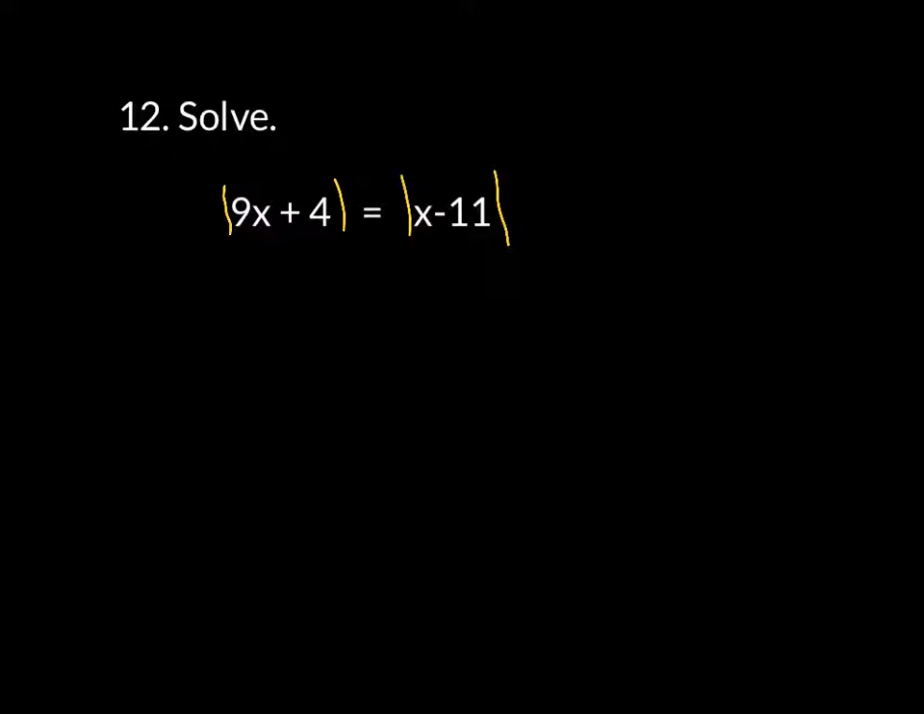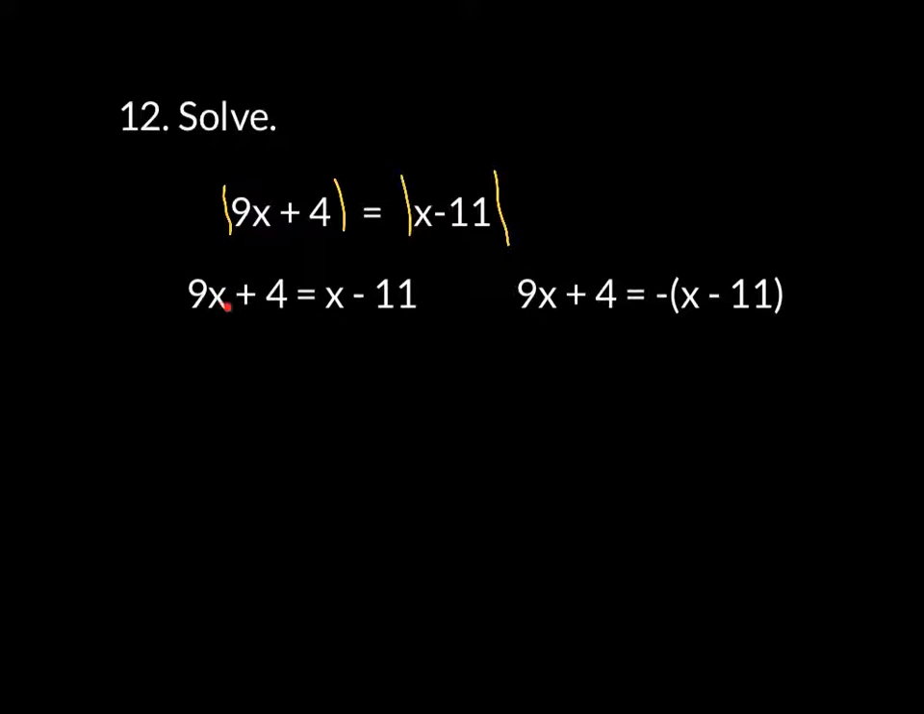Number 12 is to solve the absolute value of 9x plus 4 is equal to the absolute value of x minus 11. And when we have two absolute values, we're talking about distances that we want to be equal. So 9x plus 4 can either go in the positive direction and equal x minus 11, or it can go in the negative direction and equal the opposite of x minus 11. So let's write that out.